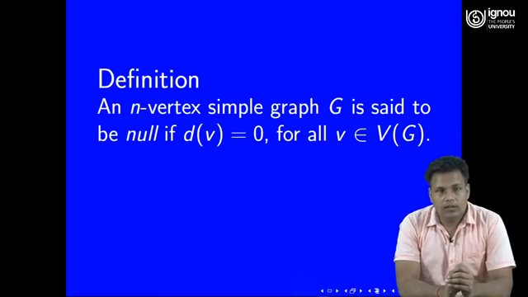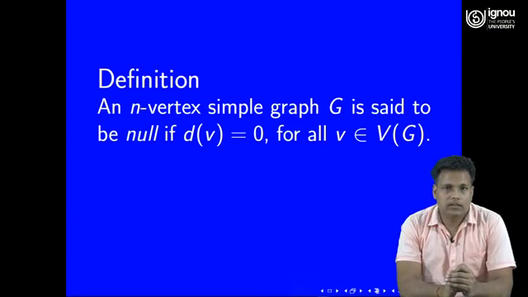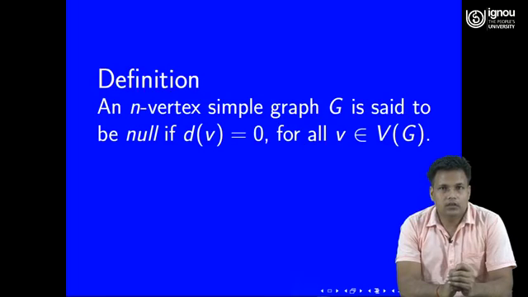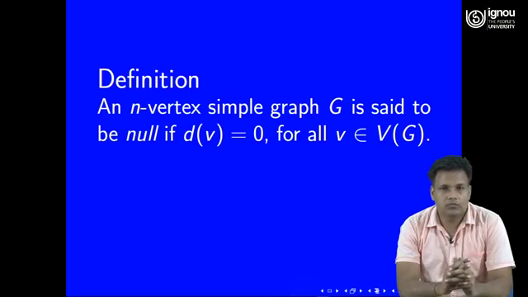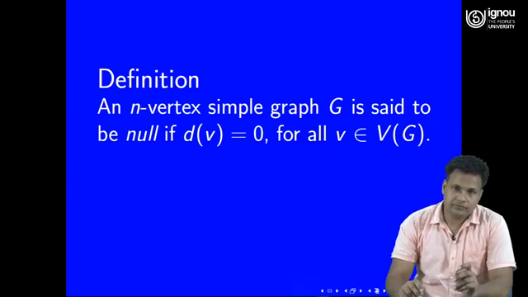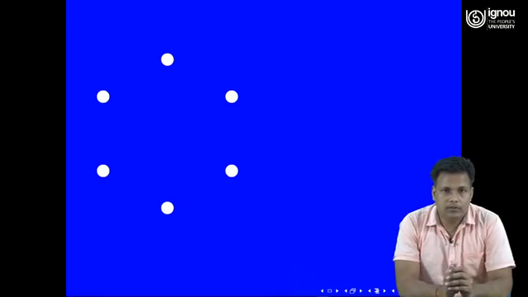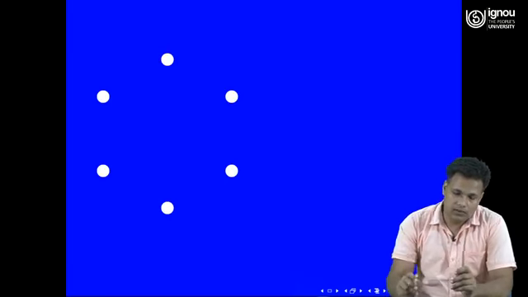Now on the other hand, if every vertex has degree 0, in that case G is called a null graph. That means if no vertex is adjacent to any vertex, then the graph is called a null graph. For example, look at this graph. Here every vertex has degree 0. So this is a null graph.